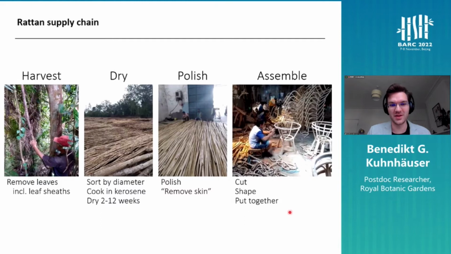As you can see, there's a lot being done to this furniture, especially the cooking in kerosene and drying for weeks, removing everything. And these are all different supply chain steps. So this together means it's very difficult to identify a rattan once it's out of the forest. Once you've left the forest with the rattan, there's basically at the moment no way of knowing what it is.